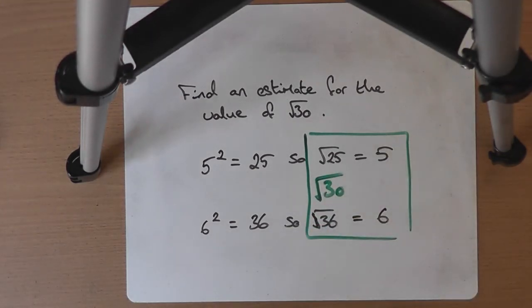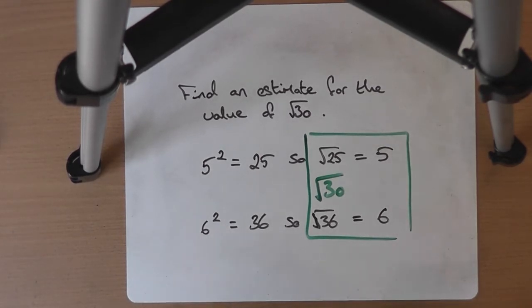But 30 is interesting. 30 falls between 25 and 36. In fact, 30 falls roughly halfway between. It's 5 more than 25 and 6 less than 36. So the square root of 30, well, 30 is roughly halfway between 25 and 36. So we would expect the square root of 30 to be somewhere between the answers 5 and 6. In fact, we'd expect it to be roughly at that halfway point.